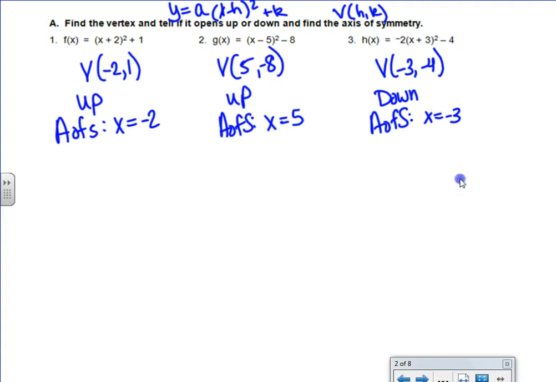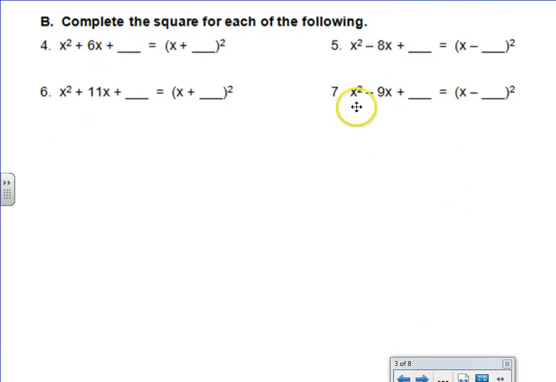It's important for the axis of symmetry that you give me the entire equation for the axis of symmetry. Okay, now we're going to relearn how to complete the square. This is something you did in Algebra 2 quite a bit.